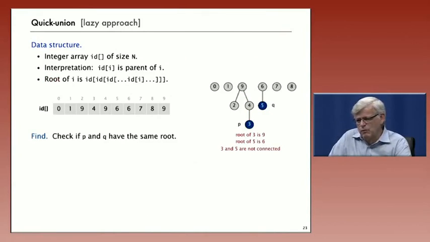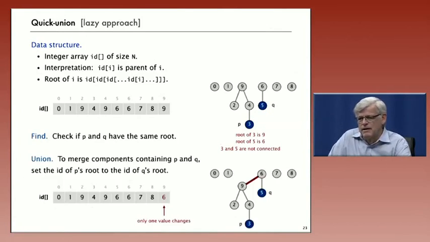Now, once we can calculate these roots, we can implement the find operation just by checking whether the two items that we're supposed to check are connected have the same root. That's equivalent to saying, are they in the same connected component? So there's some work to find the roots of each item, but the union operation is very easy. To merge components containing two items that are in different components, all we do is set the ID of P's root to the ID of Q's root. That's make P's tree point to Q.